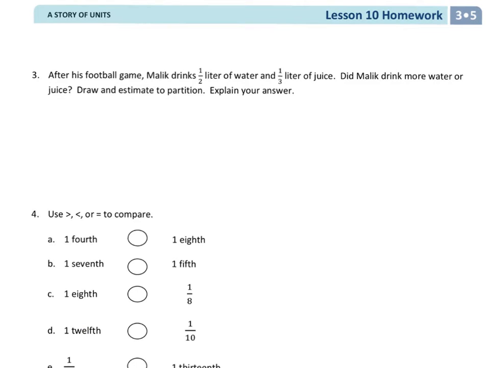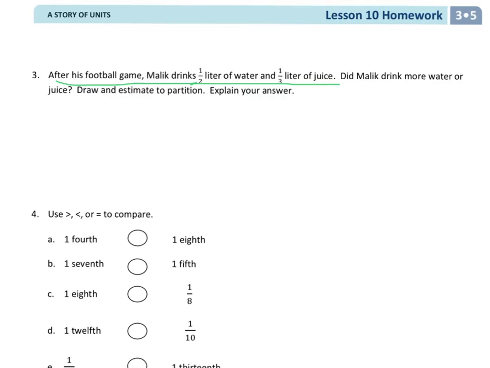So here's page 2, and we'll read through this number 3. After his football game, Malik drank a half a liter of water and a third of a liter of juice. Did Malik drink more water or juice? Draw and estimate to partition.